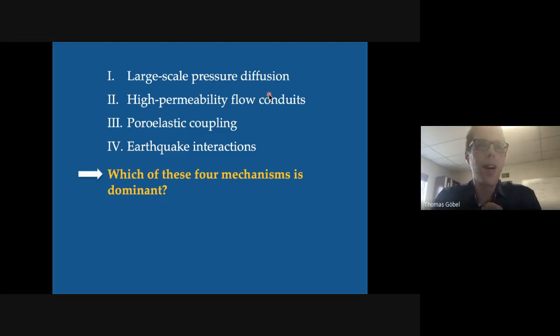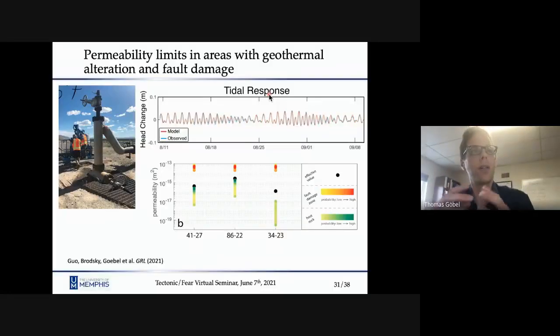The natural question is, what is the key mechanism, right? Can we just focus on one of them, or which one is most crucial in which situation? To make a little bit of progress on that question, we went out to measure fault zone permeability in areas where we believe that permeability is potentially the highest, meaning geothermal, highly fractured upper basement, areas with a lot of geothermal alteration.